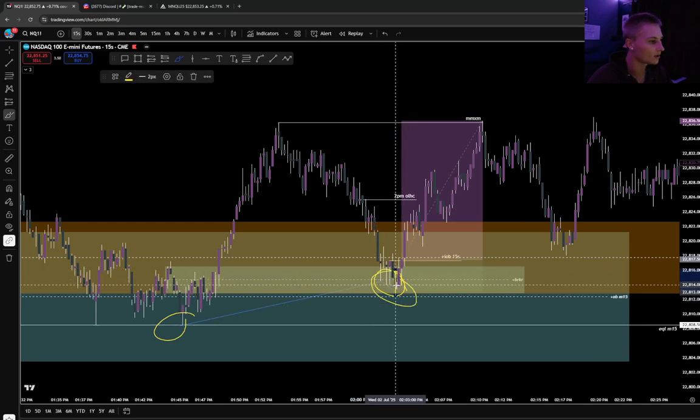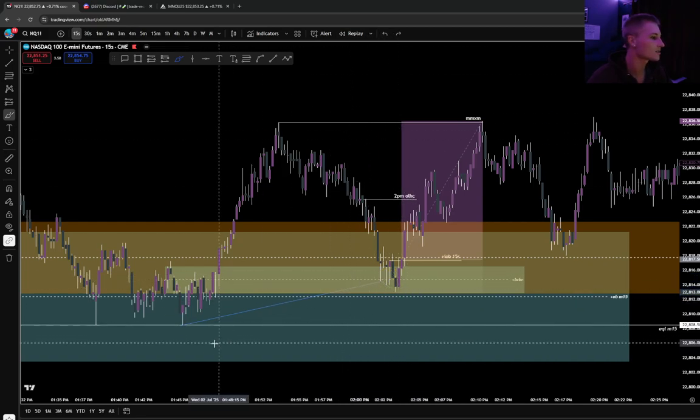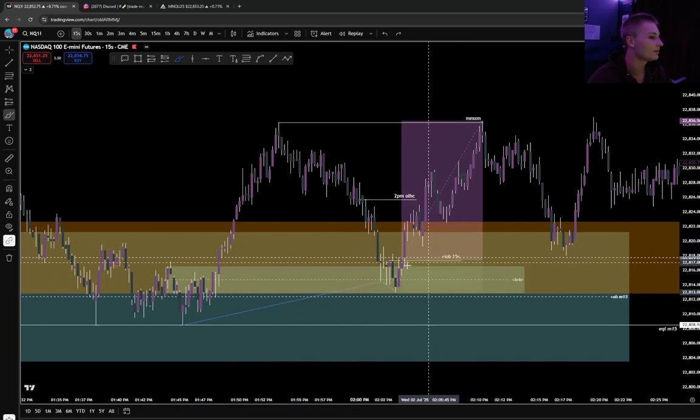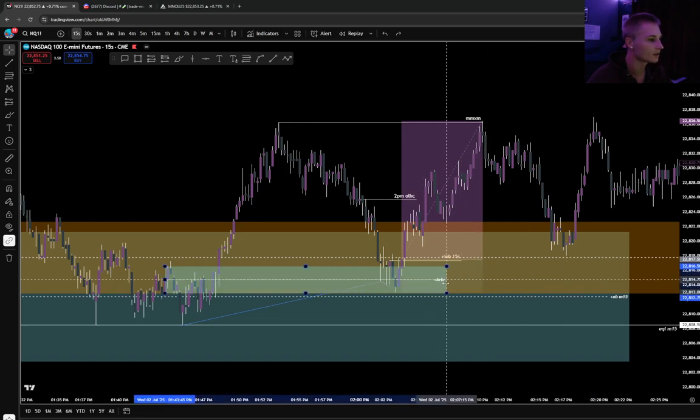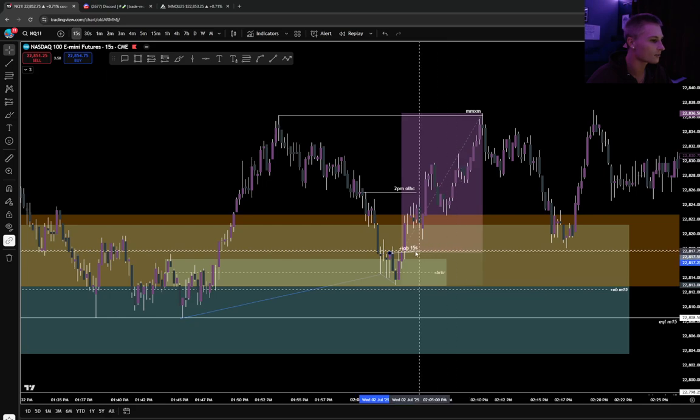So NQ ran lower, took out these lows, ES did not. After I saw that, so we had a double SMT, one of my favorite things. We were also holding the 50% of this bullish breaker right here. So after I saw that, I was looking for my entry.